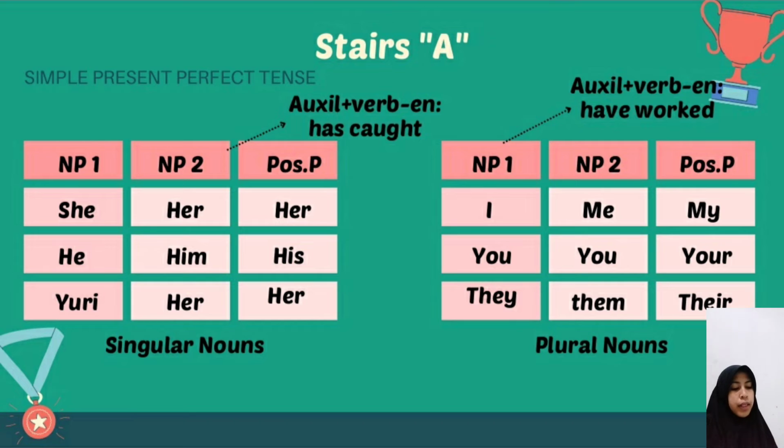Then the second table also has NP1, NP2, and post-P. NP1, for example, I, you, they. NP2, for example, me, you, them. And post-P, for example, my, your, their. This second table includes plural nouns. Its verb is earn, for example, have worked.